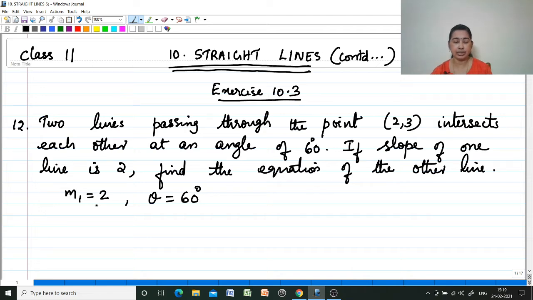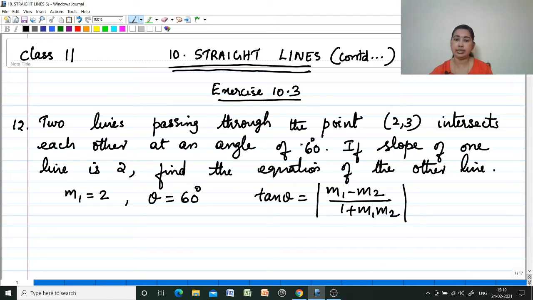So, if one slope is given and the angle is given, we know that tan theta, the angle between two lines, is given by tan theta is equal to modulus of (m1 minus m2) divided by (1 plus m1 into m2). And since the angle is given as 60 degrees, we can write tan 60 degrees is equal to modulus of (m1 minus m2), meaning 2 minus m, taking the first slope as 2 and the second slope as m, divided by 1 plus 2m.